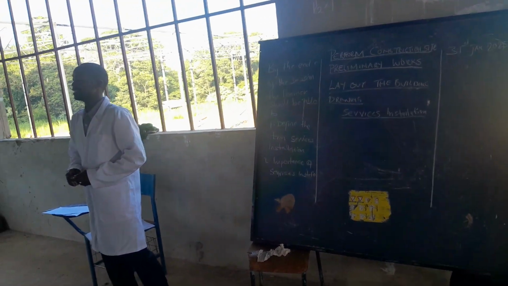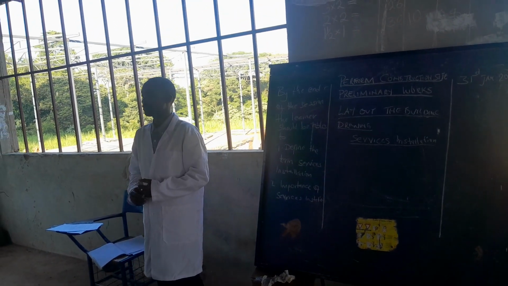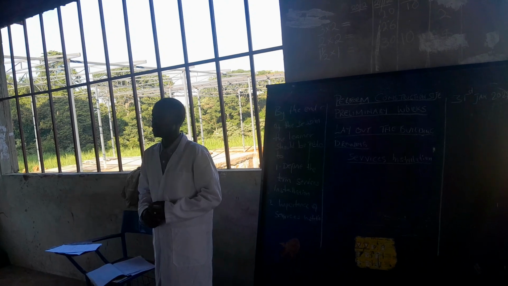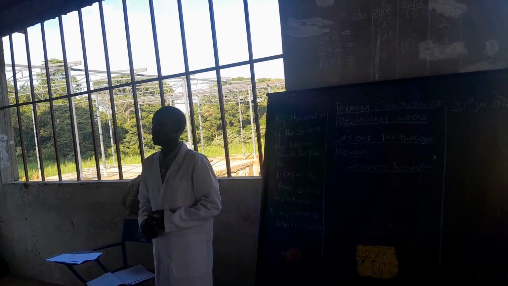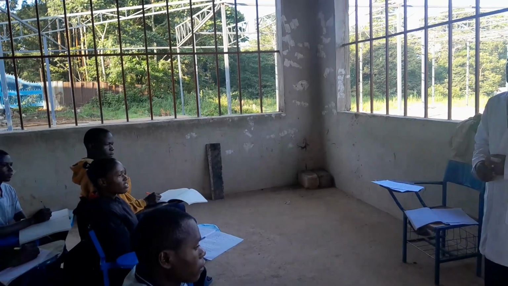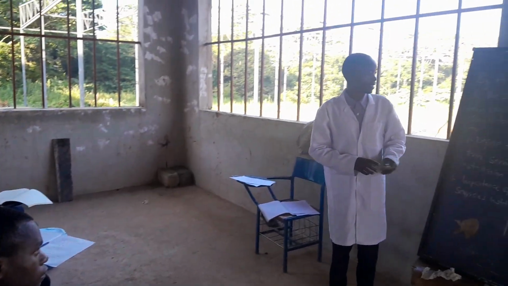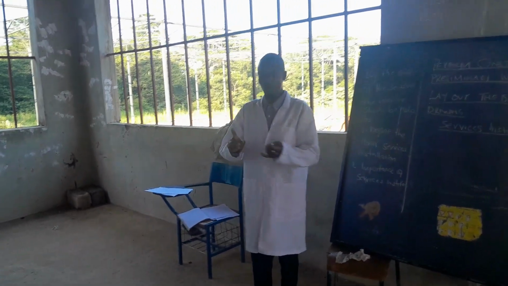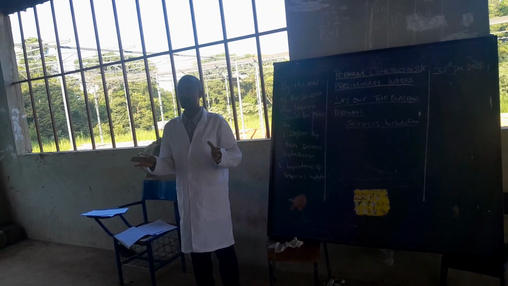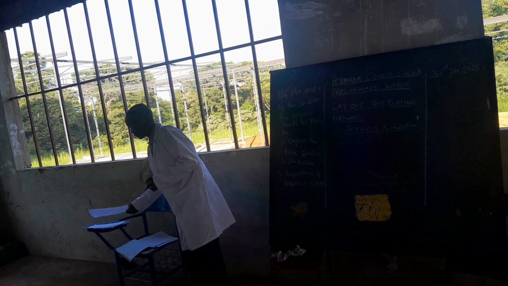Who can define the term services installation? Yes, Mariam? This refers to the setup of essential services such as water, drainage, and communication that facilitate smooth operation. Yes. So this is a setup of services like water, drainage, and all this to facilitate smooth operation in a construction site. Now, write this.